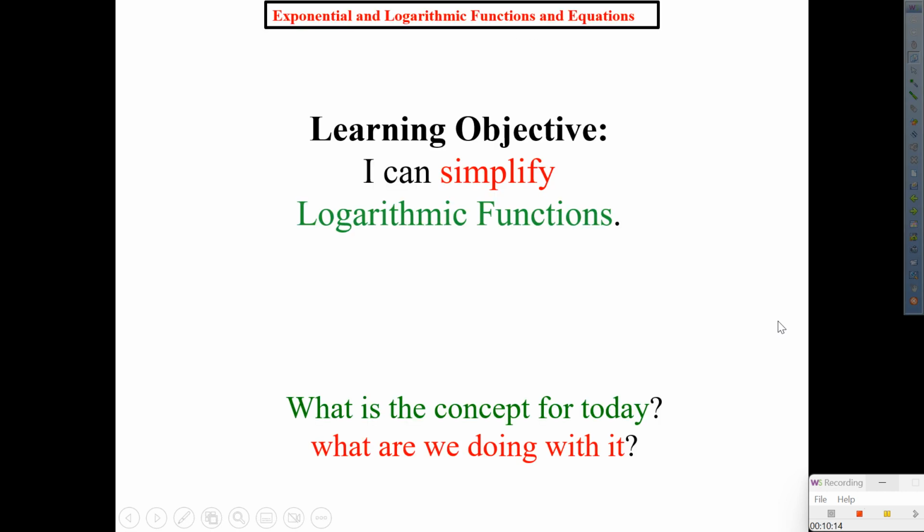So, get a Cornell note ready, please. I can simplify logarithmic functions. We don't need a fair model because we know what log functions are. Tell your neighbor the definition for log functions one more time just to make sure that they got it.